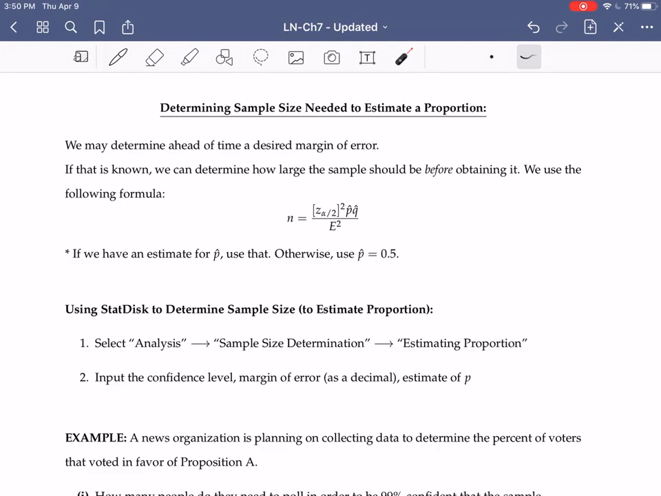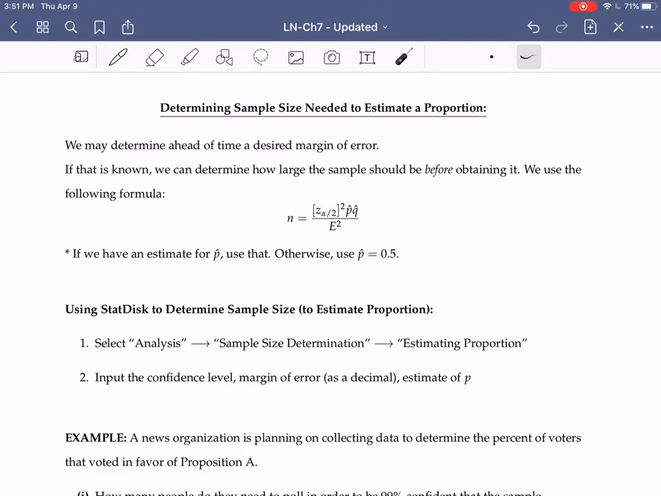We're not going to do that here, but we're going to say, how many people do we need to sample in order to have the information to be able to construct a confidence interval that has a certain margin of error? We may determine ahead of time the desired margin of error, and if that is known, we can determine how large the sample should be before we go about obtaining it. We use the following formula.